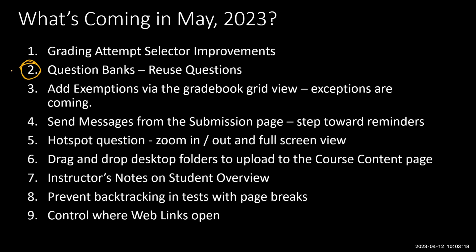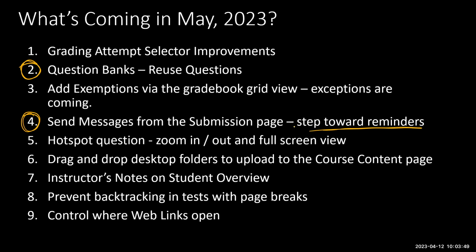You'll be able to do exceptions and exemptions first in the grid view of the grade book. That's really great things coming. You'll be able to send messages from the submission page that we talked about earlier for an assignment. So you could group all those that haven't submitted, select them, and send them. This is kind of our first step toward getting the reminders. So you can group them all together, choose send a message, and send them all a reminder. All right.